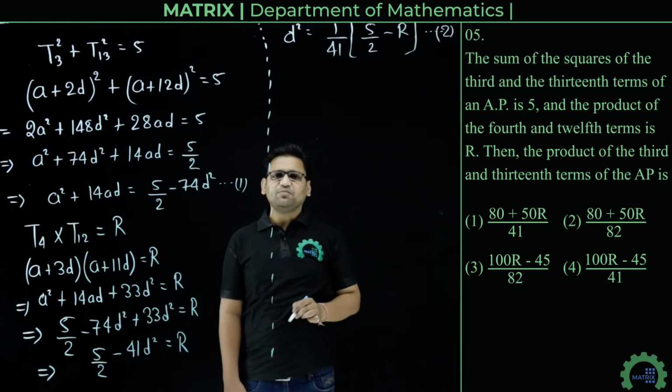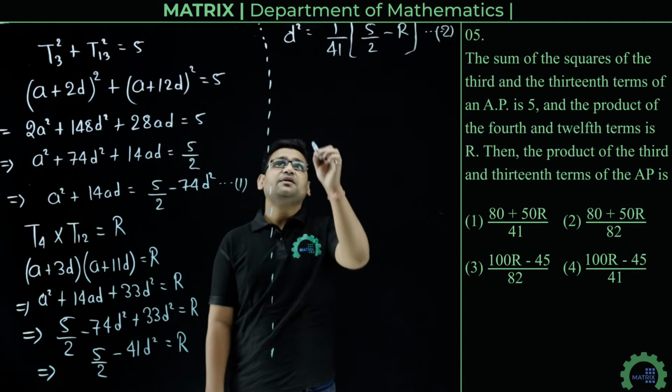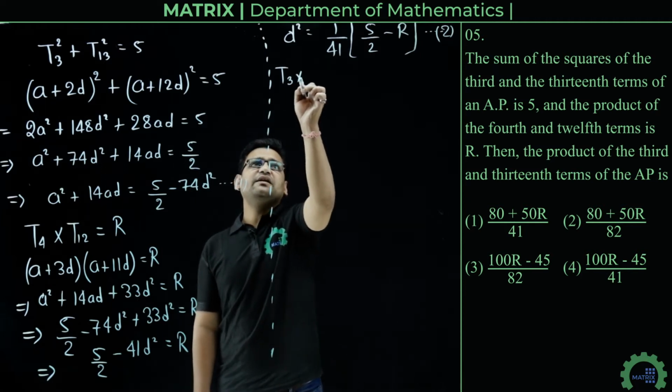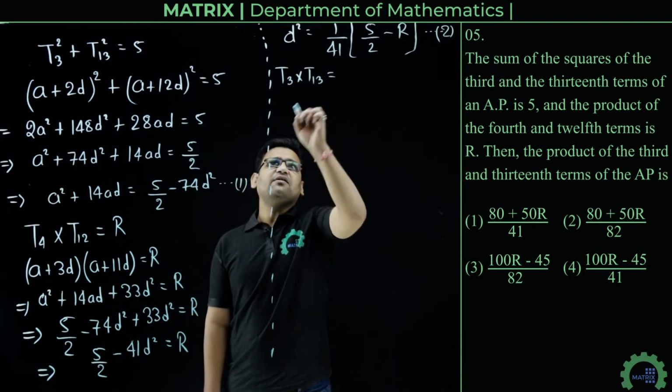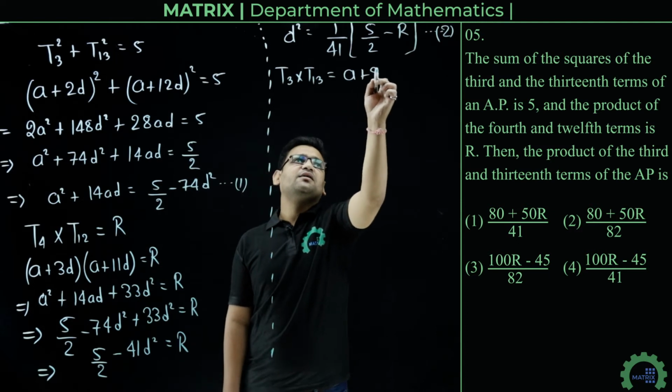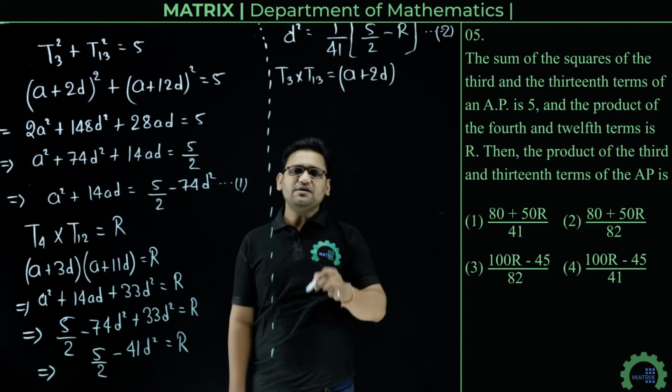Now we have to find the product of third and the 13th term. That is, we have to find the value of T3 into T13. That will be A plus 2D multiplied by A plus 12D.